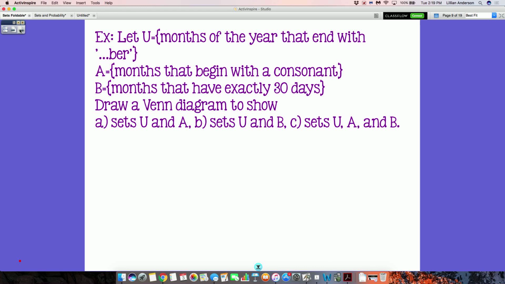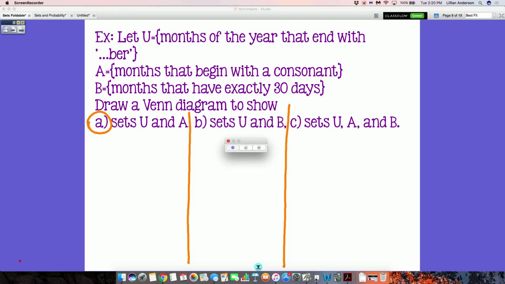What I want you to do is draw a Venn diagram that shows each of these three situations. But just to make sure that we're okay, I only want you to do A on your desk first. Draw a Venn diagram that shows sets U and A. I'm going to give you a minute. The main thing is you need to know what your months that end in ber are. What are they?